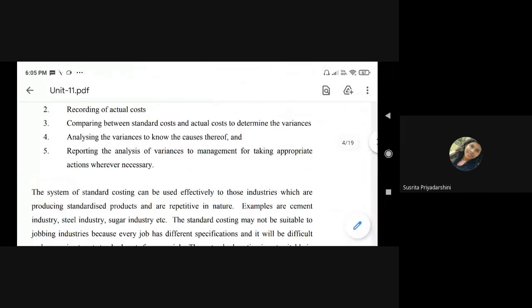Next, the second one is recording of actual costs. After the standard cost is fixed, the second step is incurring the actual expenses, and then the actual cost will be recorded. So recording of actual cost is the second step. Then the third one is comparing standard cost and actual cost to determine the variance. So the next process in the standard costing technique is to compare the cost which we had set previously, in anticipation, and the actual one after incurring such expense. Then we will compare between these two and find out the variance or deviation.